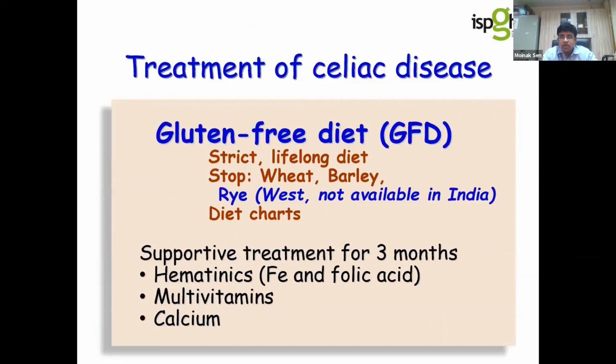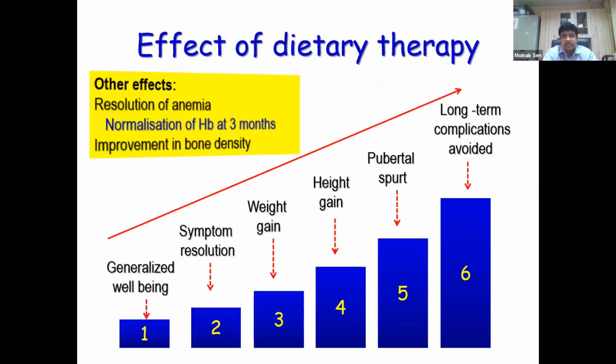What is the treatment of celiac disease? Gluten-free diet, which is strict and lifelong, and you have to stop wheat, barley, and rye, and you are supposed to use the diet charts. Supportive treatment for 3 months includes hematinics, multivitamins, and calcium.